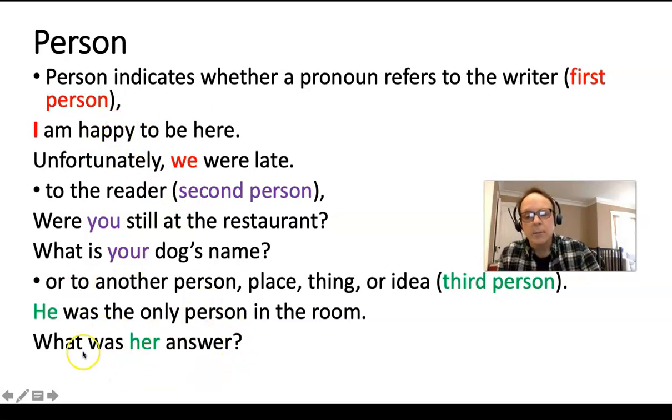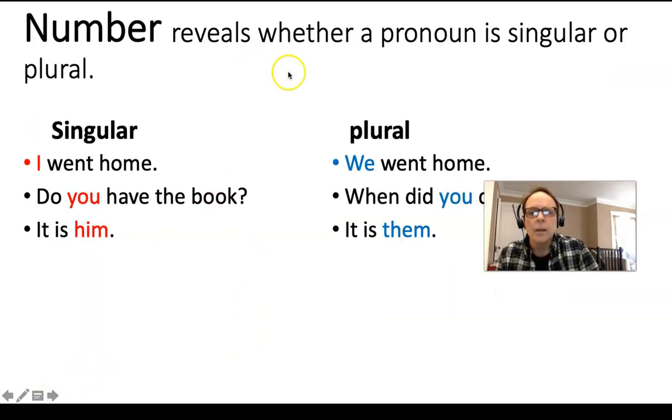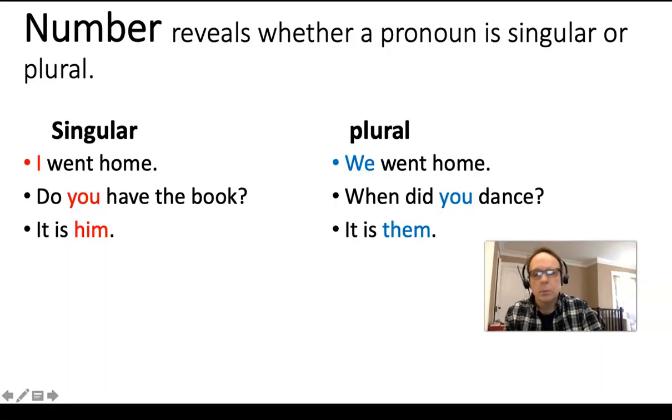But generally in academic writing, we look at the third person more. We tend to say the person did this and they did this, and his ideas, and this professor said, this writer said. So third person is usually what's preferred for more formal academic writing. Number reveals whether a pronoun is singular or plural. So I went home, we went home. That's very simple, right? If you're talking about more than one person, you want to use the plural.